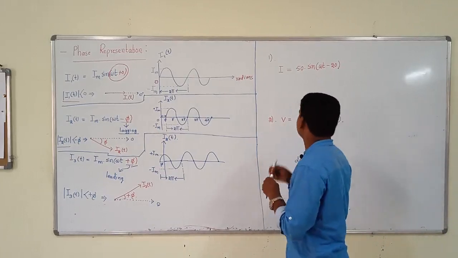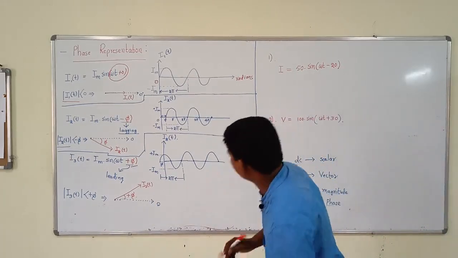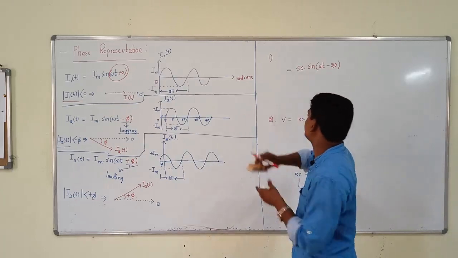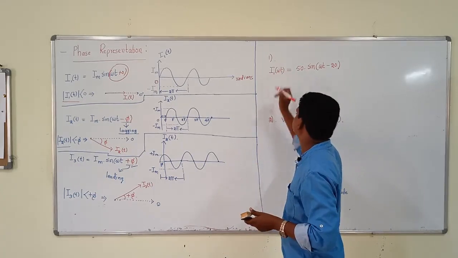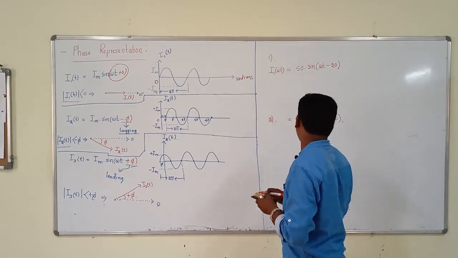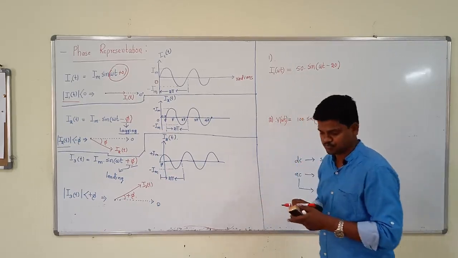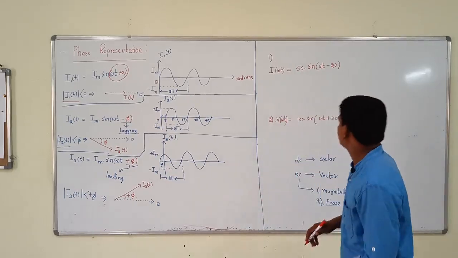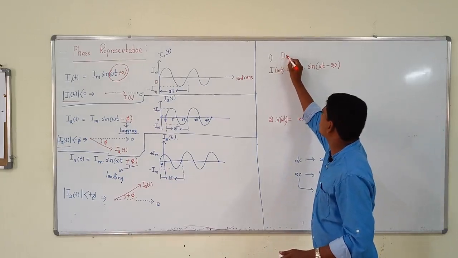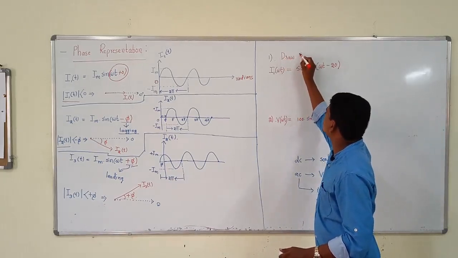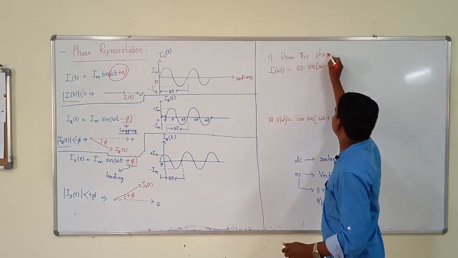First problem: it is better to take I1 of omega t. I1 of t and I1 of omega t, don't confuse, both are the same. So I just consider I1 of omega t, and V of omega t. Simple. First represent the phase; the question is to draw the phasor diagrams.